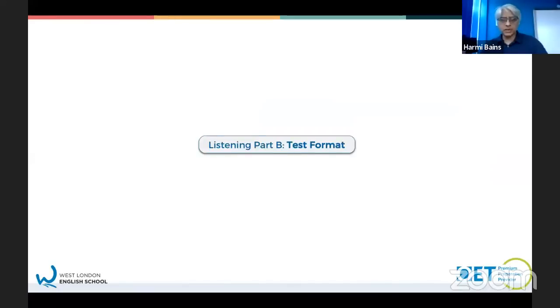Listening part B, this is what we're going to do today. And like I said, we're just going to work through a paper. The test format, I know a lot of you will know this already, so we won't spend too long on it. There are six questions in part B. It's very similar to reading part B. You have six multiple choice questions, and you choose between three options, A, B, and C.